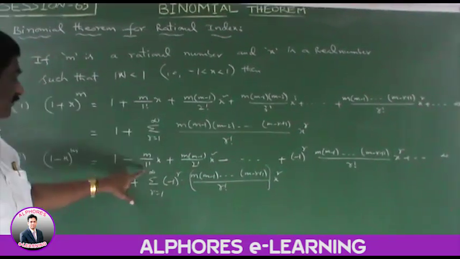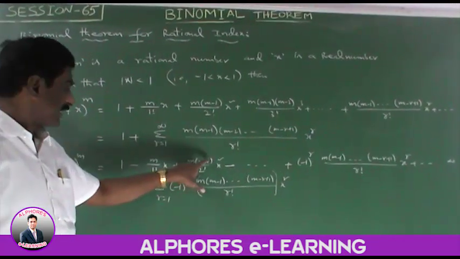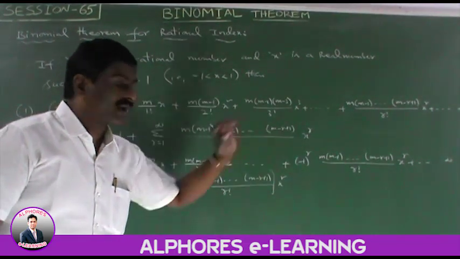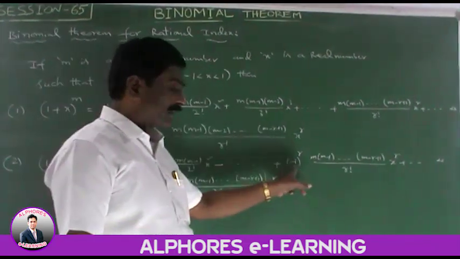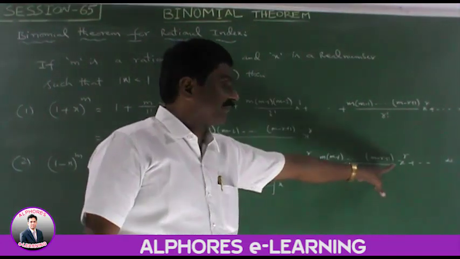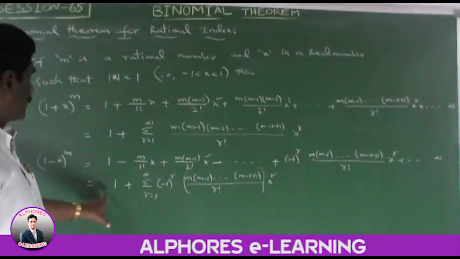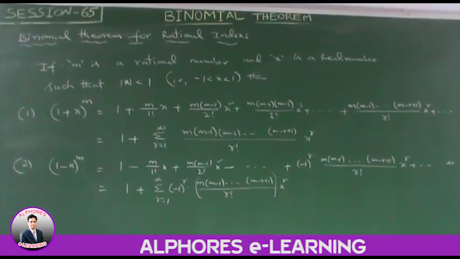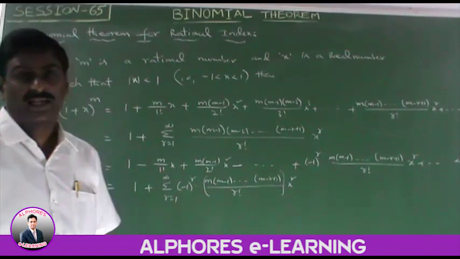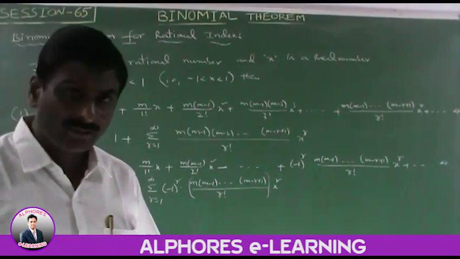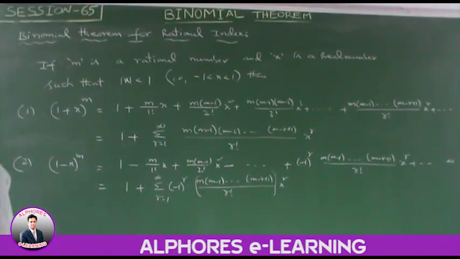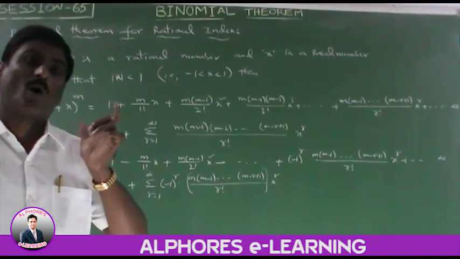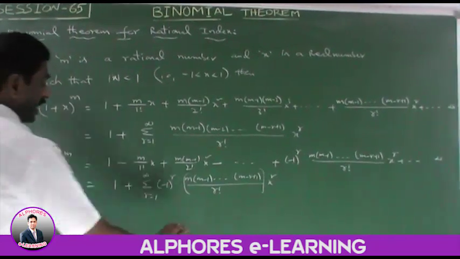1 minus m by 1 factorial into x plus m into m minus 1 by 2 factorial into x square and so on. Minus 1 whole power r: if the power is even we get plus, if the power is odd we get minus. That is equal to 1 plus sigma r is equal to 1 to infinity minus 1 whole power r into m into m minus 1 into so on m minus r plus 1 by r factorial into x power r. First, please observe this value. If the binomial index is a positive integer, that means n belongs to N.